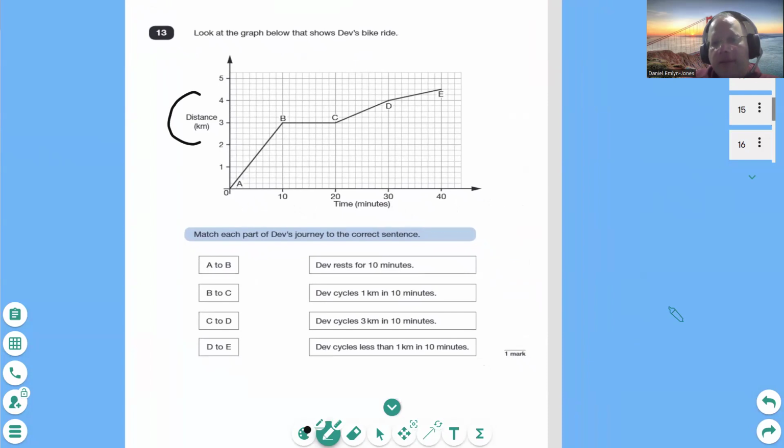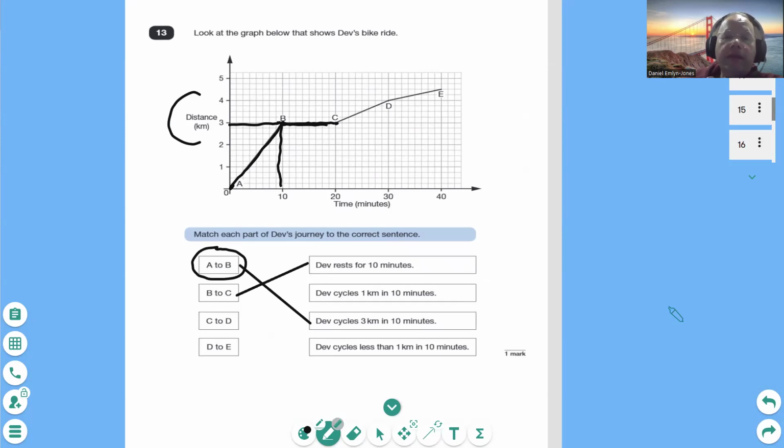So let's look at A and B first, shall we? A to B. Well, on the graph, she's going there. So what's she done? You can see she's traveled 3 kilometers, hasn't she? In 10 minutes. So which one will be here? 3 kilometers. I can see it now. There we go. B to C. What do you think she's doing there? Her distance hasn't changed. It stays at 3 kilometers. So she is going to be resting for 10 minutes.